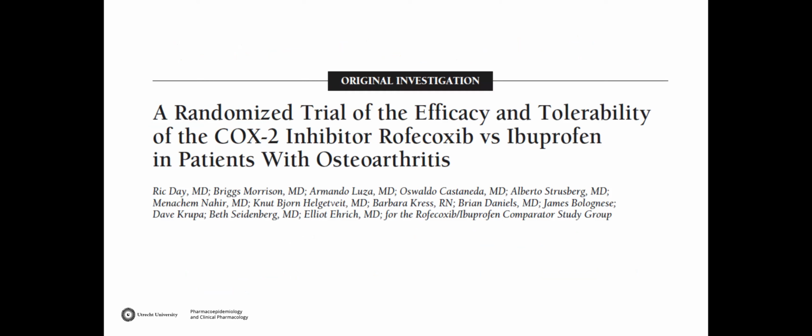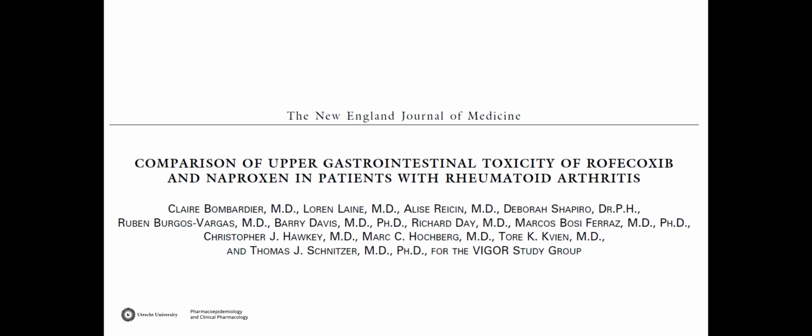It looked at the efficacy and tolerability of the COX-2 inhibitor rofecoxib, which is the study medication, versus or compared to ibuprofen in patients with osteoarthritis. So if we look at this particular example, COX-2 inhibitor is going to be our intervention, if we're thinking back to our PICO question. Ibuprofen is the comparator, and patients with osteoarthritis is the patient population we're looking at, and we can't tell what time period we're looking at here yet.